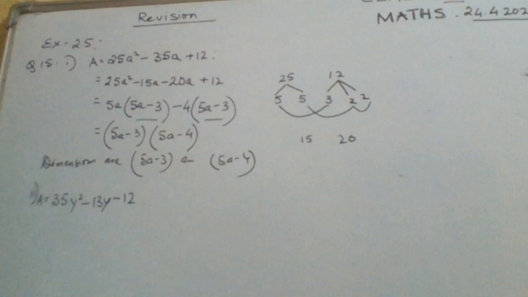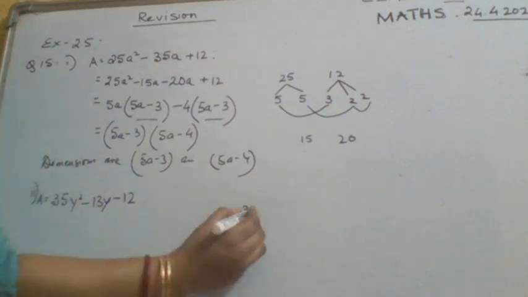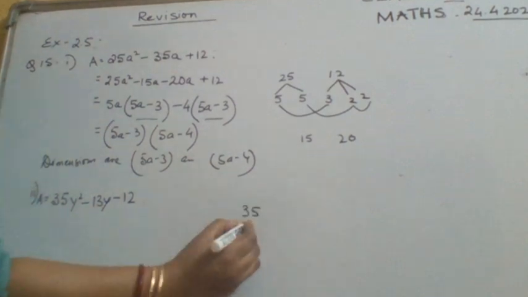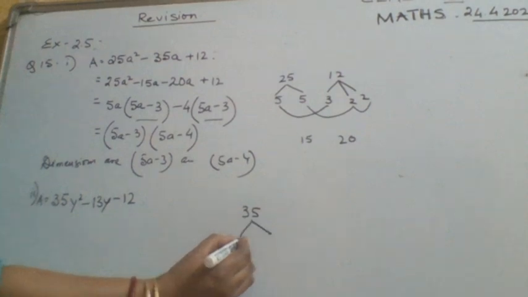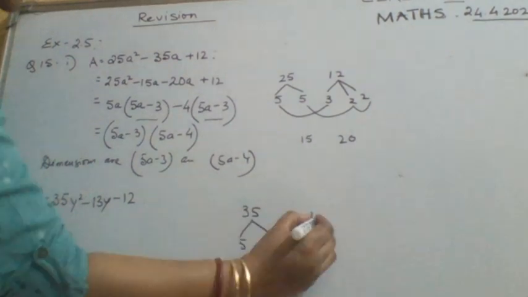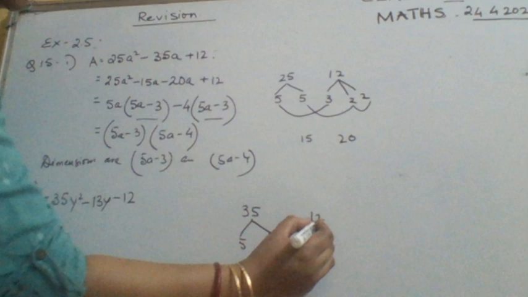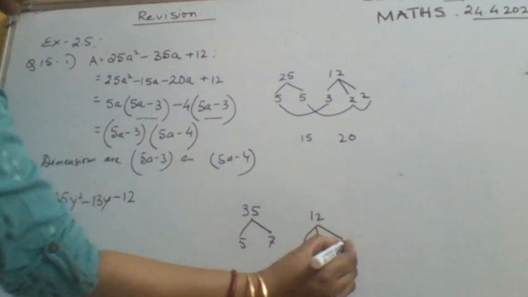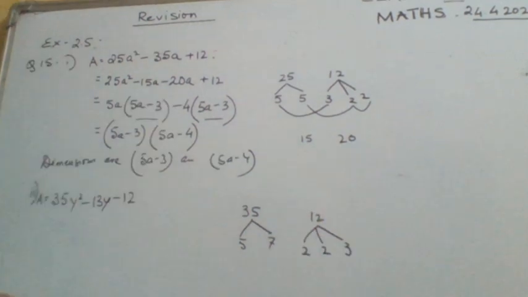If you go for middle term splitting, this is your 35, take the factors of 35, 5 and 7, the prime numbers, and then you have 12, whose factors are 2, 2 and 3. Now you need to rearrange these prime factors so that you get minus 13y. So try to find it.